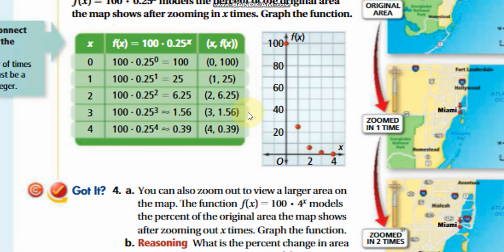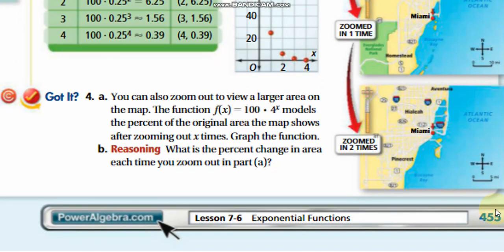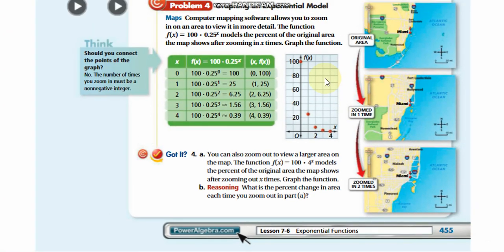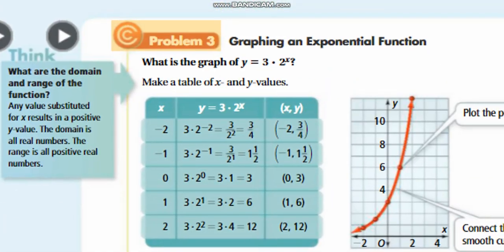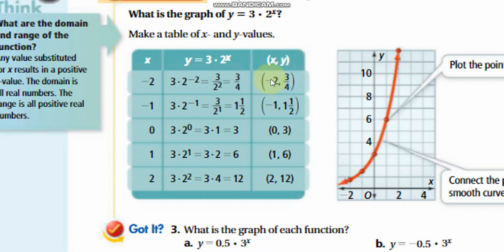This page number is 455. Okay, so I showed you this one here. They're inserting the values of x and finding the y. So they're getting the ordered pairs x and y, and then plotting the values.